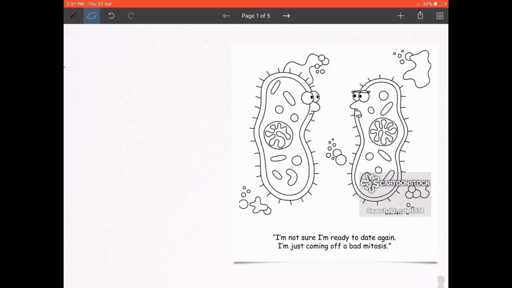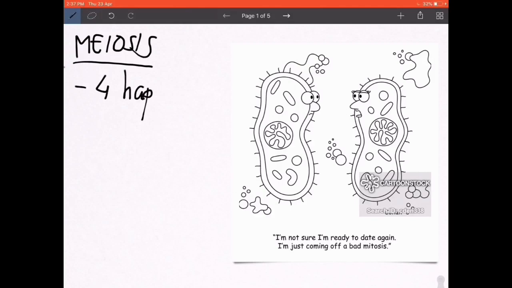Let's move on to our next session. This is a special type of cell division, and this is called meiosis. Now, if you were to define meiosis, you would say it is a special type of cell division which leads to the formation of 4 haploid daughter cells which are non-identical to the parent.